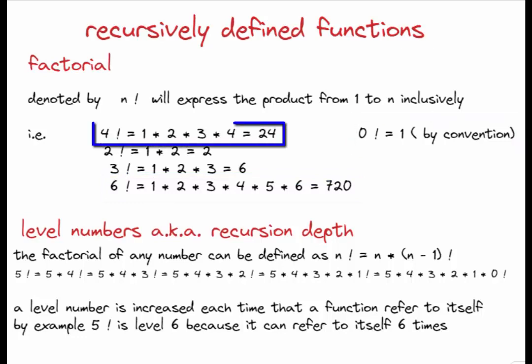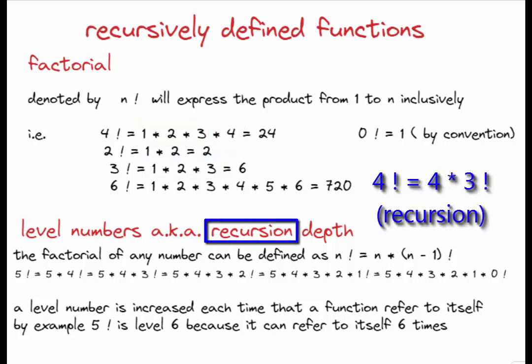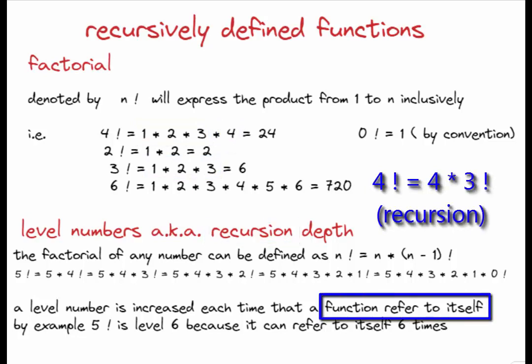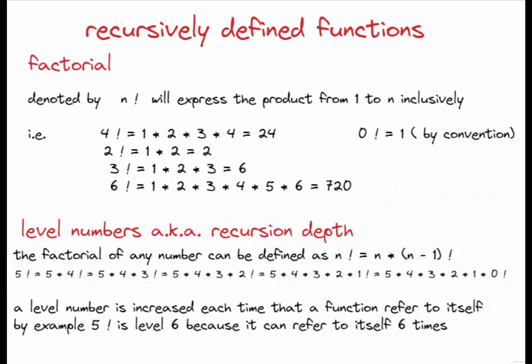Looking at the factorial of 4, we find that this structure right here is the factorial of 3. So we can express the factorial of 4 as the number 4 multiplying the factorial of 3. And this is called recursion. It's like a function referring to itself. In that way, the factorial of 5 can be decomposed like this. This subject will be explained later. For now, we say that every time a function is referring to itself, the recursion level is increasing.